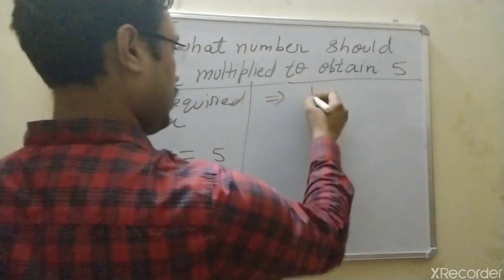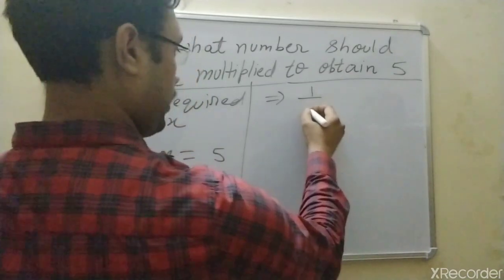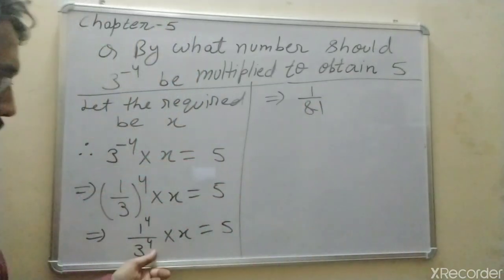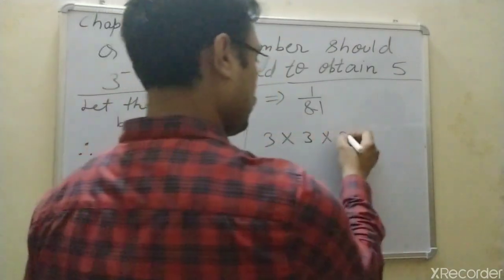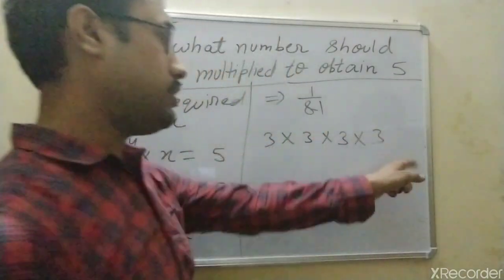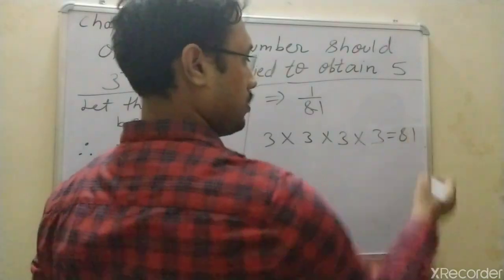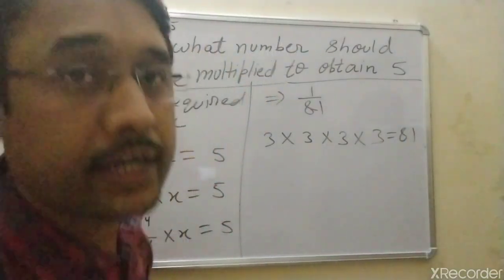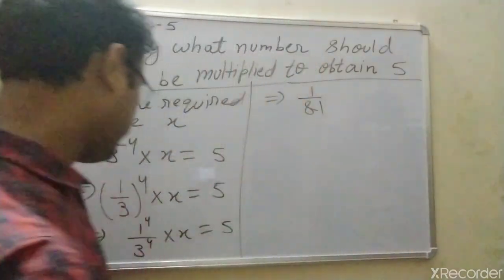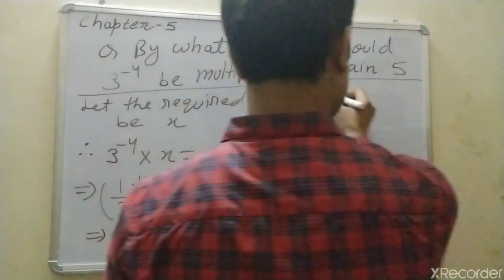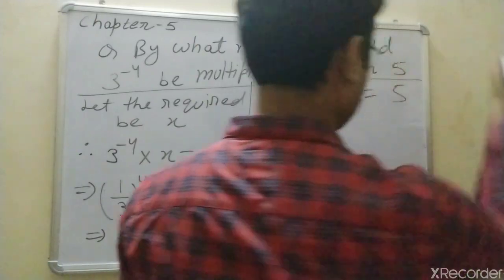Then it is 1 by 81. This 3 to the power 4 means 3 multiplied 4 times: 3 into 3 into 3 into 3, that is 81 only. So we get 81. Okay, so this is 1 by 81 into x is equal to 5.